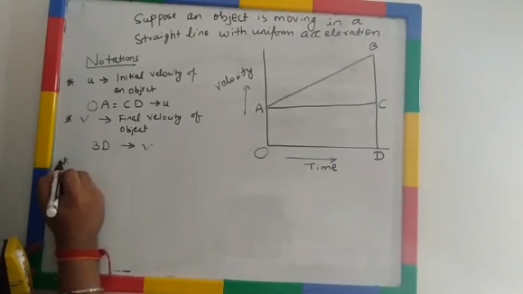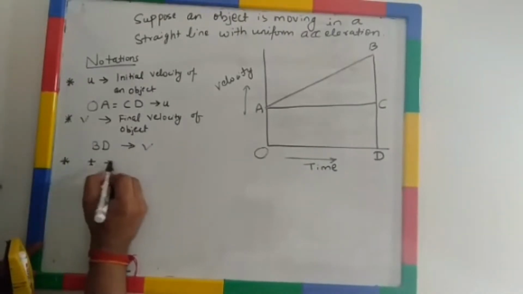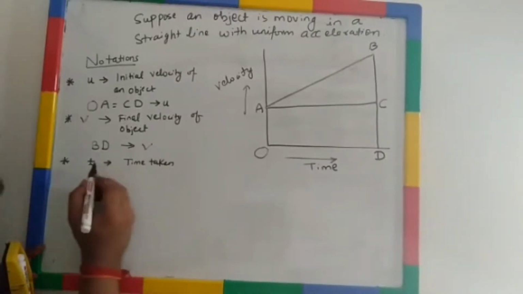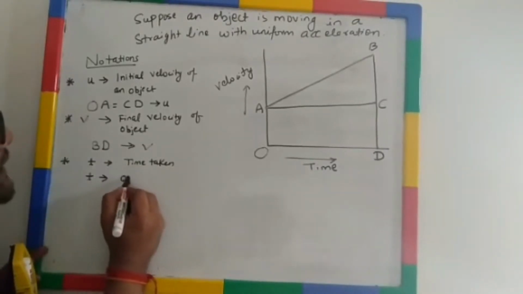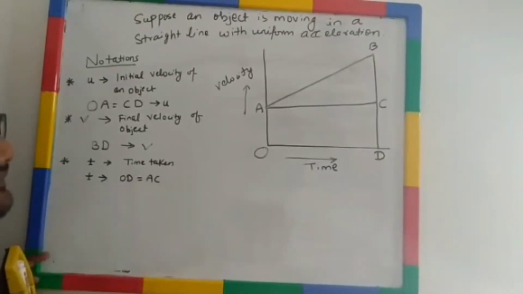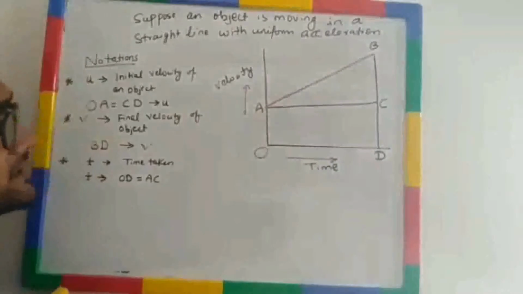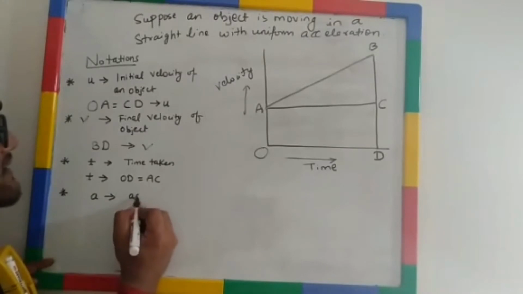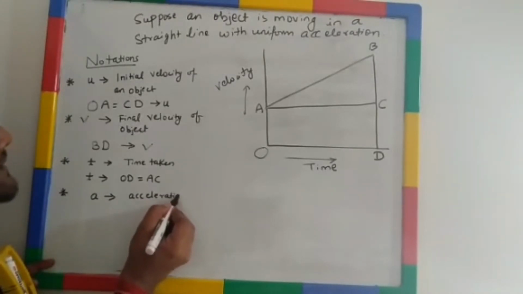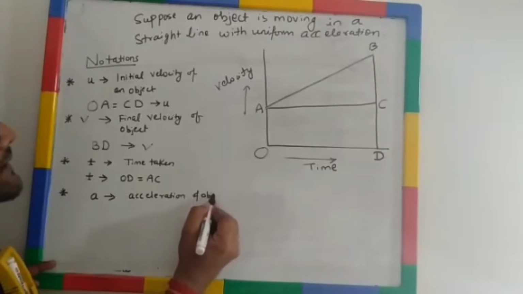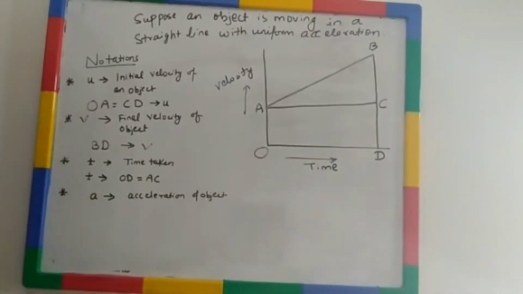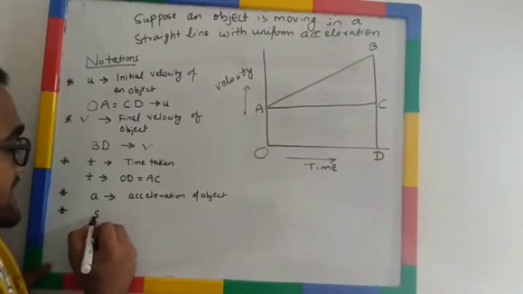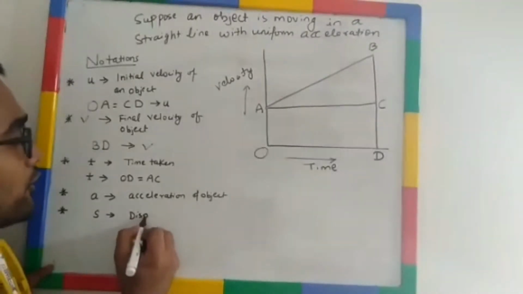Third one is T, which is time taken, and T is denoted by OD and AC in the diagram. This is T and this is T. Next one is A, which is acceleration of the object. At which rate the object is accelerating is the factor A. Next one is S, which is the displacement of object.